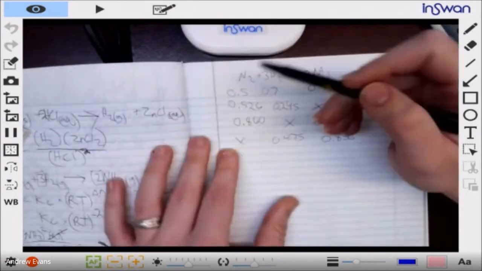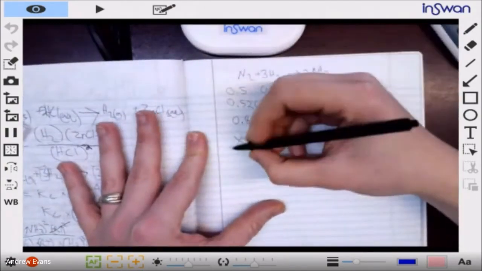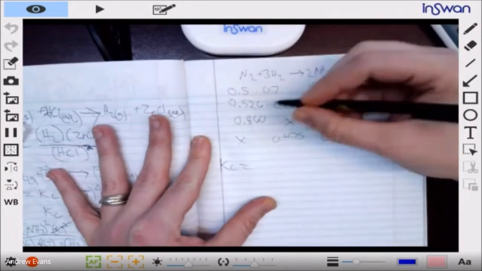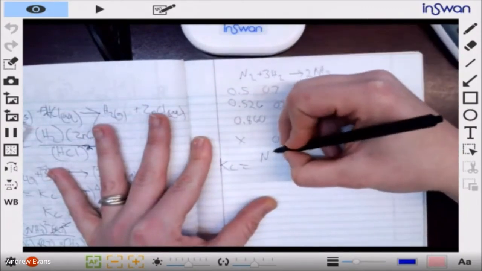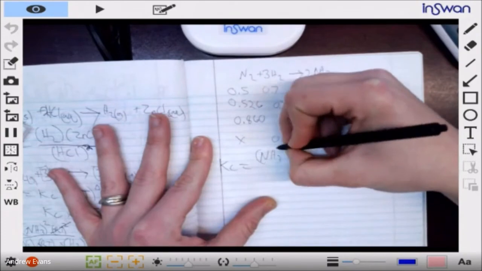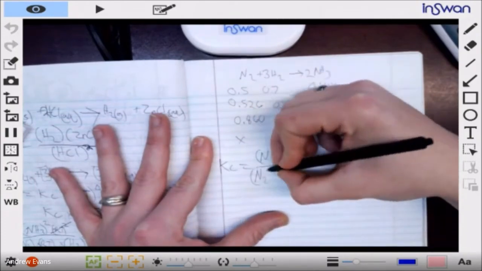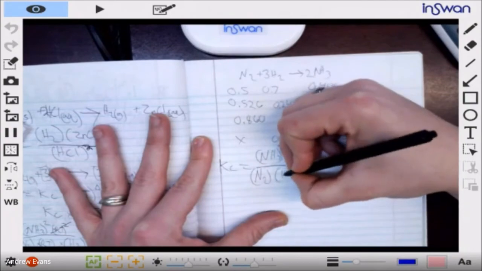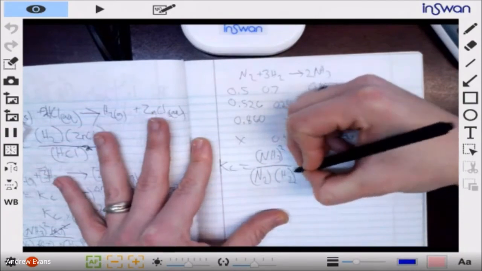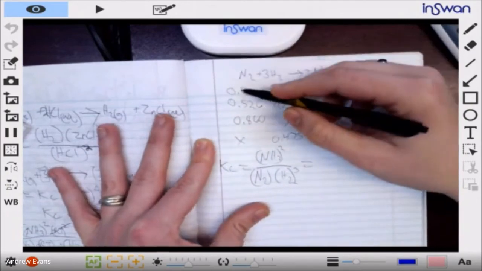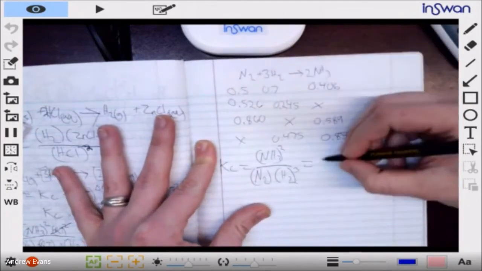Our K expression will not change. So set this up: Kc equals products, concentration of NH3 squared, over reactants, N2 to the first, H2 to the third. For that first situation, we know everything, so I'm going to plug in everything.